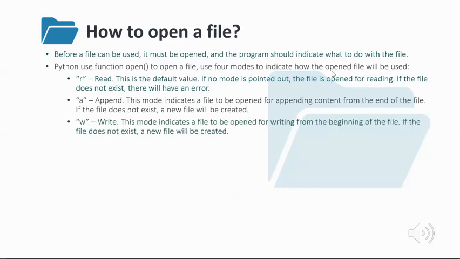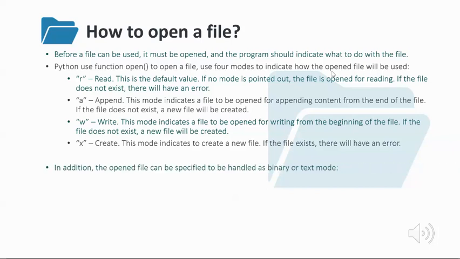W means write. This mode indicates a file to be opened for writing from the beginning of the file. If the file does not exist, a new file will be created. X means create. This mode indicates to create a new file. If the file exists, you will have an error.